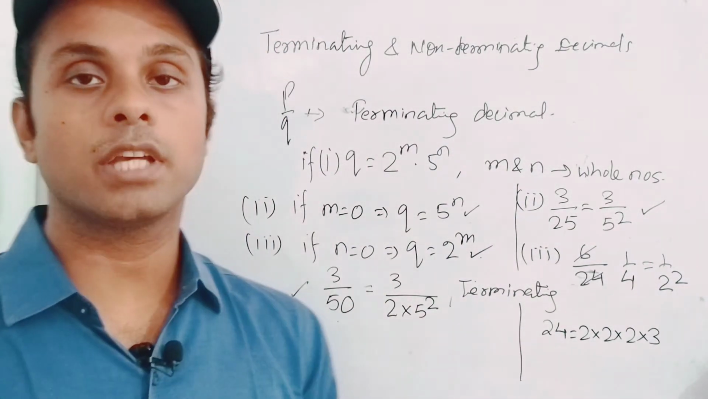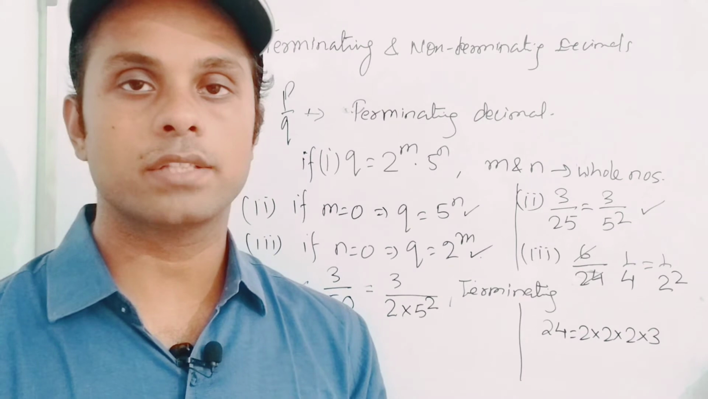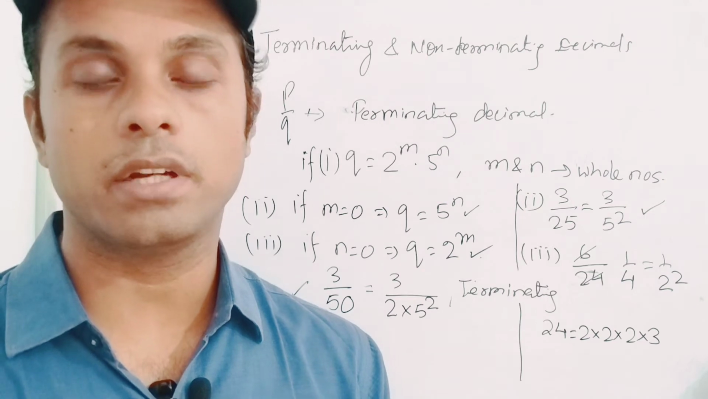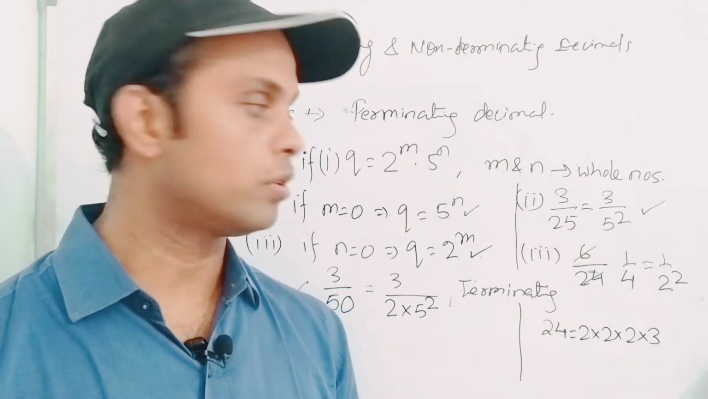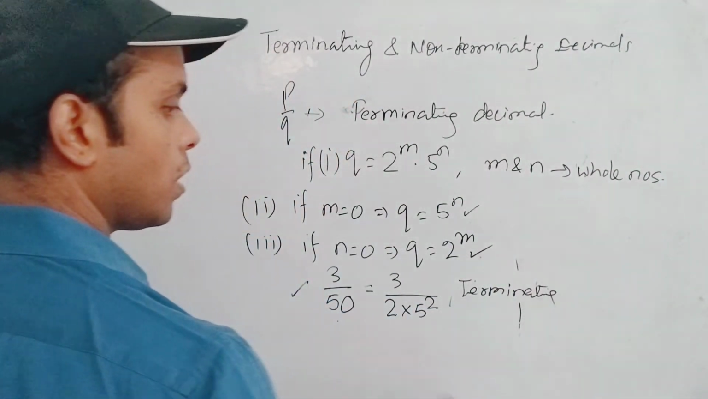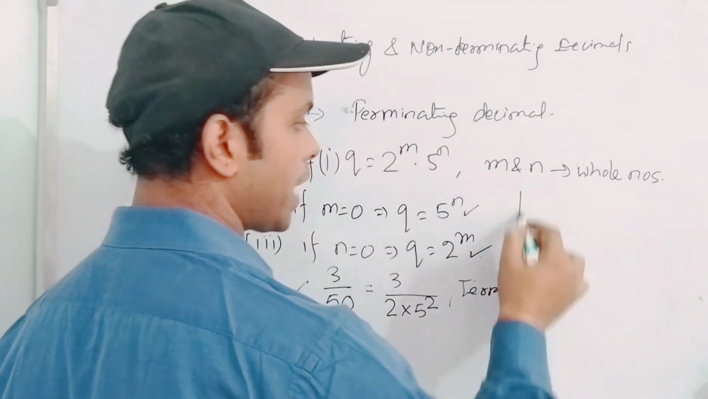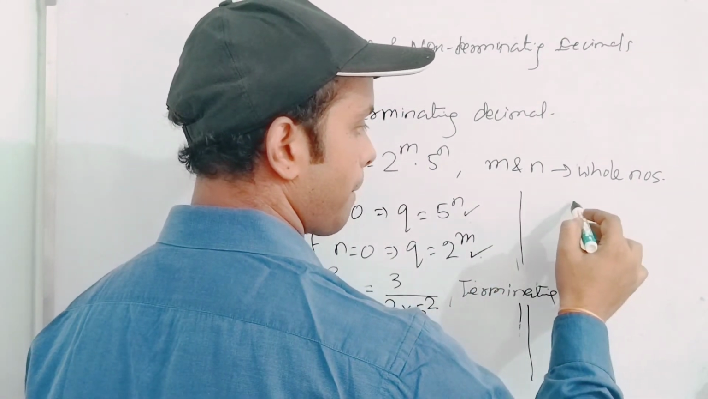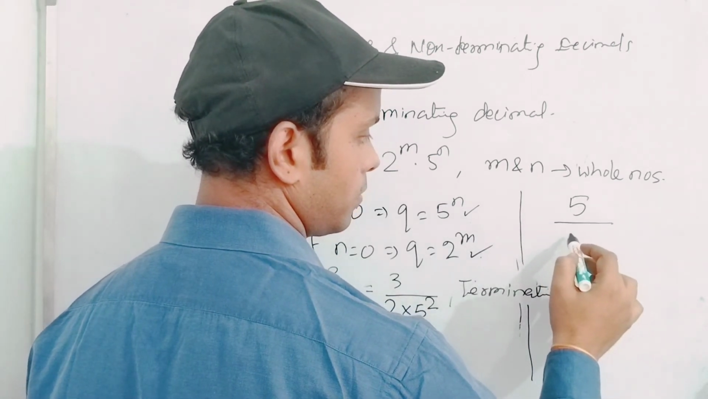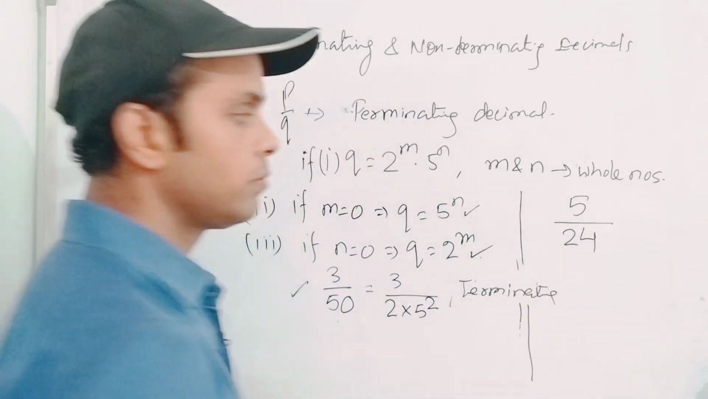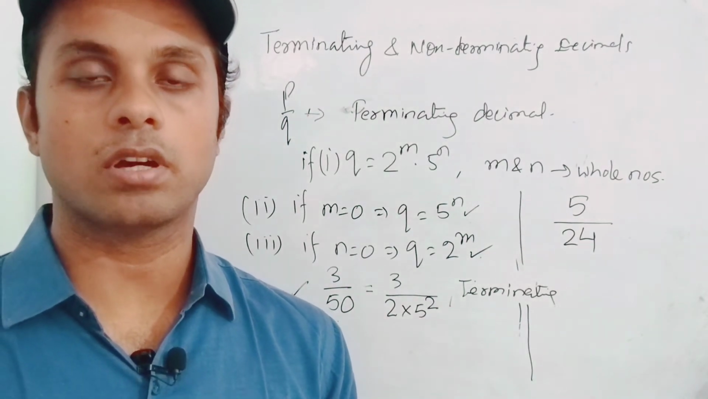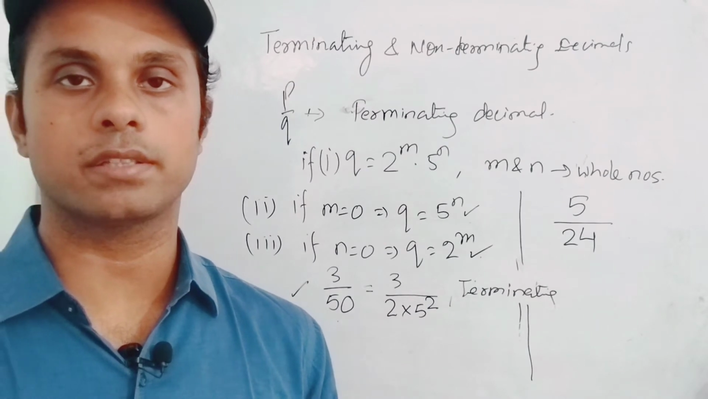So what happens if the prime factorization of the denominator is not of this form? That means that will be a non-terminating decimal. Giving you an example on that also. Suppose you have a fraction 5 upon 24. Now look, is it in simplest form? Yes, this is already in simplest form. 5 by 24 is no more reducible.